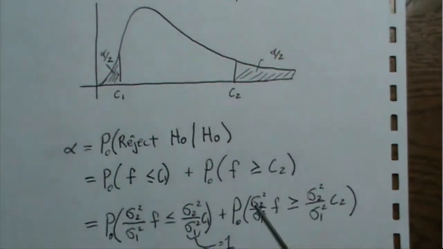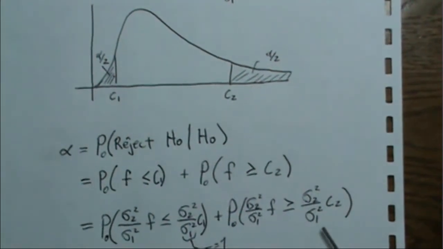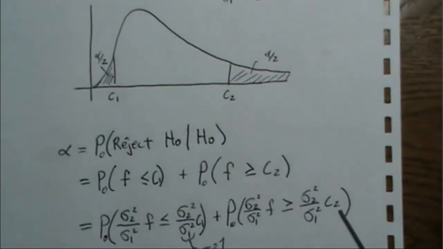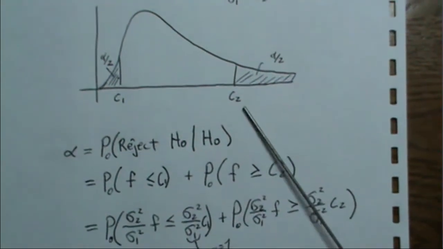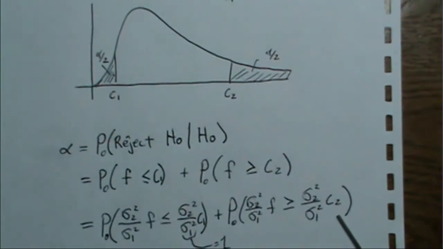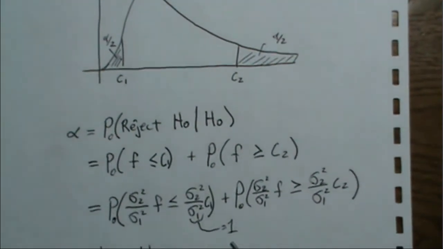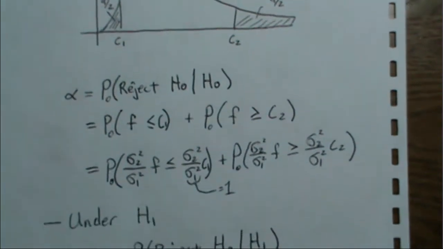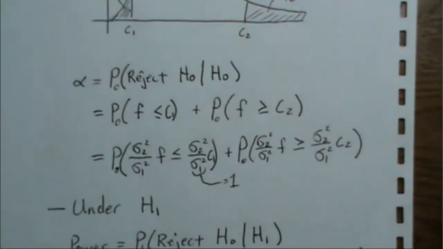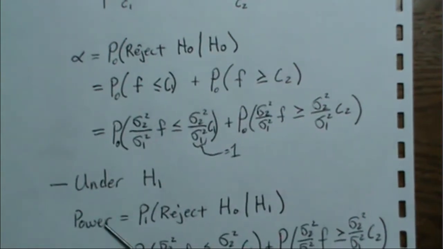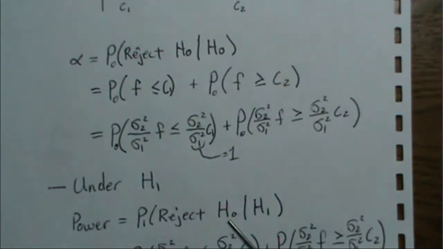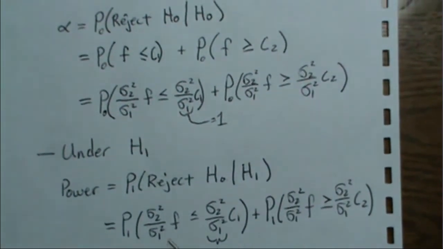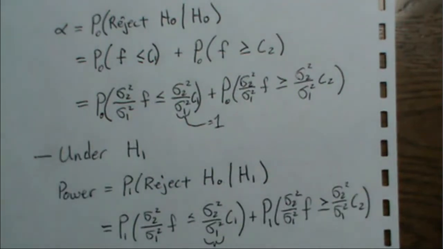We're multiplying the same quantity on both sides. Well, under the null hypothesis, this ratio is just 1. So we find C2 in a central F distribution. Okay, so this ratio is just 1, and so C1 is left. Now under the alternative hypothesis, to find power, what's the probability that we reject the null hypothesis, given that the alternative is true, is actually the same thing. It's the probability that we're in the rejection region.